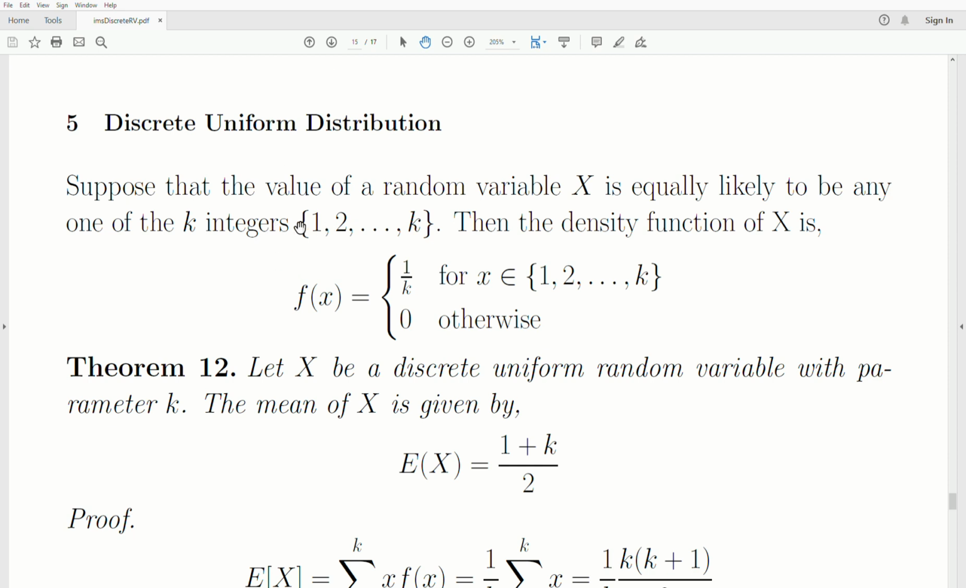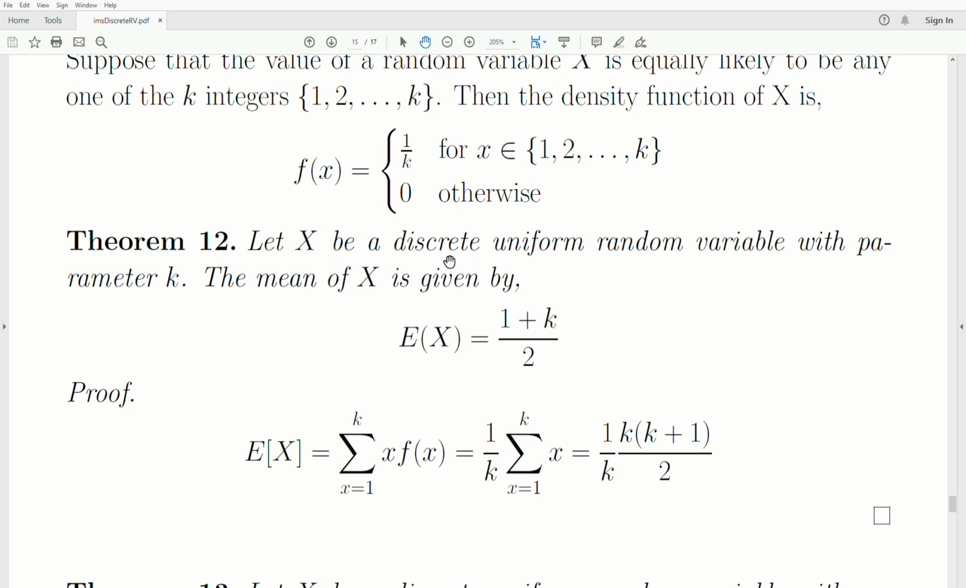Suppose that the value of a random variable, x, is equally likely to be any one of k integers, 1, 2, through k. Then the density function of x is given by this: f of x is equal to 1 over k for x in the integers 1, 2 through k, and 0 otherwise.